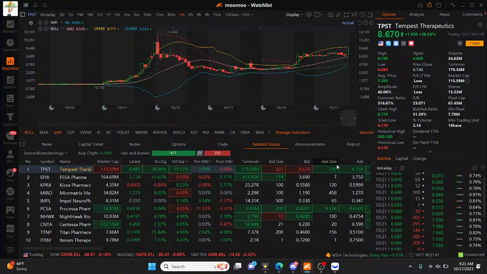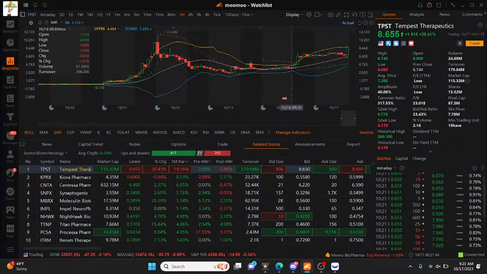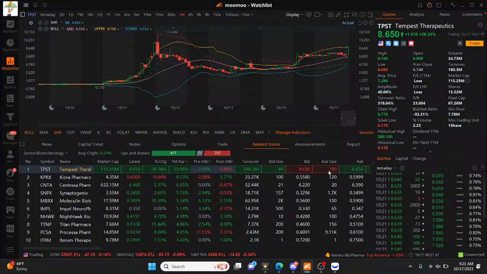I'm looking at that active bid, man. That bid size is consistently outpacing that active size, that ask size. So we expect that thing to continue to run. This is something that you will not find on Webull.